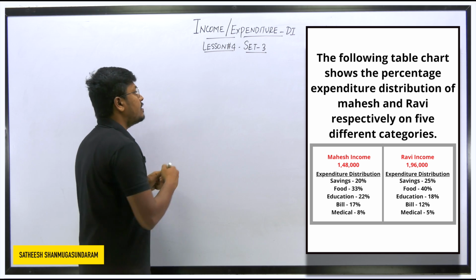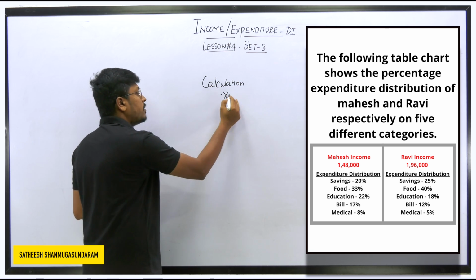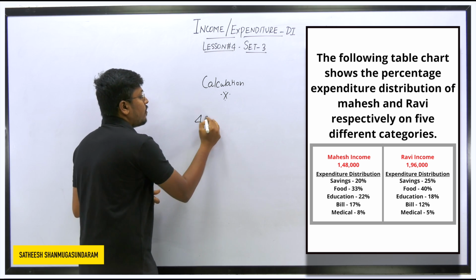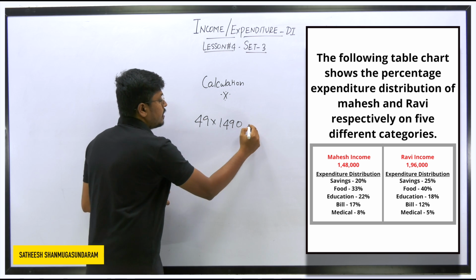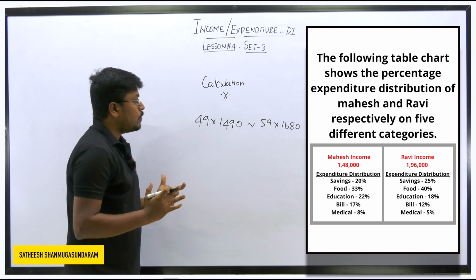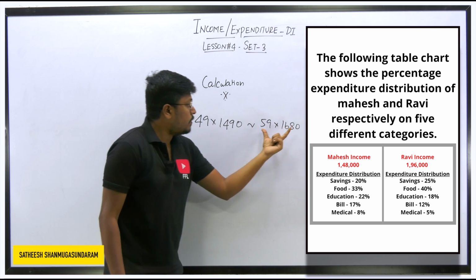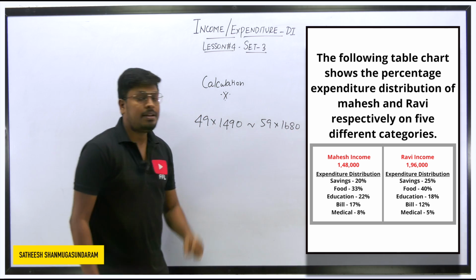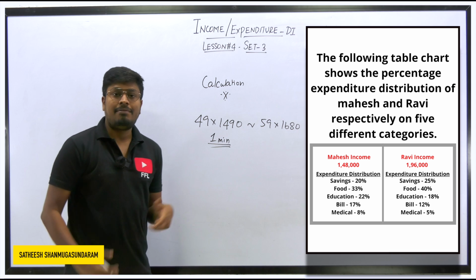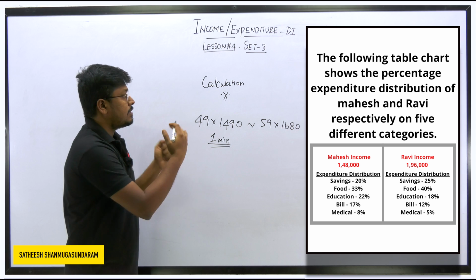Why did I take this question as set number 3? Because the calculation is more important to solve the question. At some point you can see there will be a huge calculation like this: 49 into 1490, and the difference of 59 into 1680. In this scenario, you can't solve the question fast, because you need to multiply these 2 values, then multiply these 2 values, and then find the difference. Here itself it would take 1 minute to solve this area, but our target is to solve the complete question within 1 minute. That's the reason I took this as set number 3 DA.